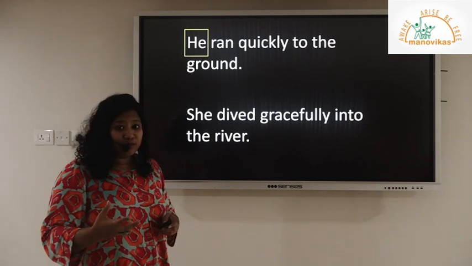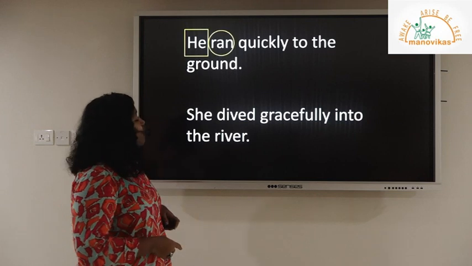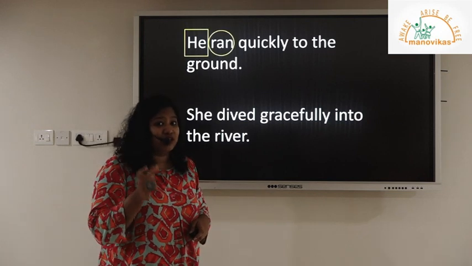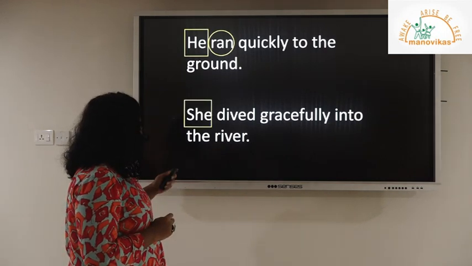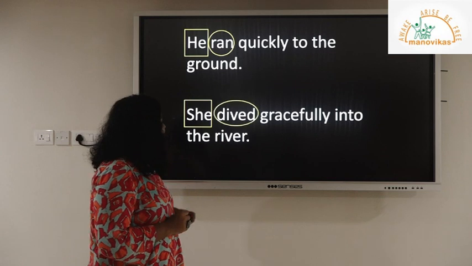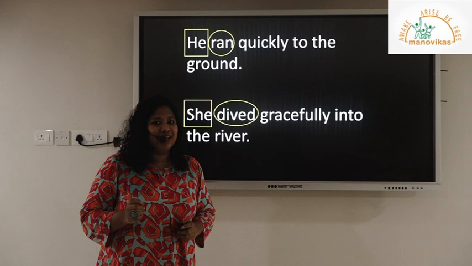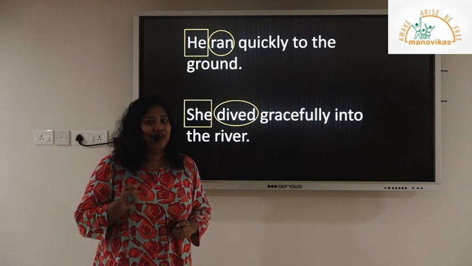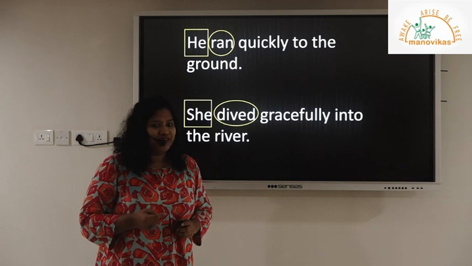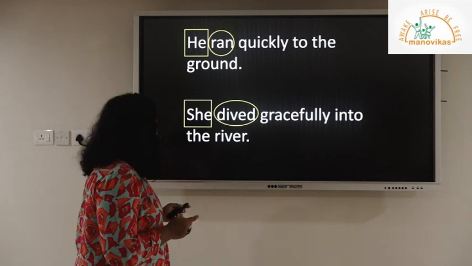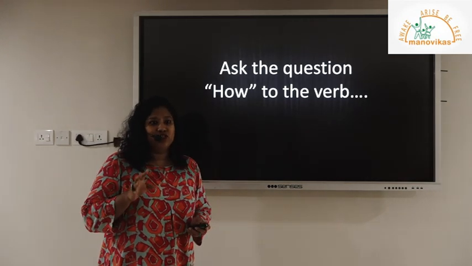He is my subject. I know a finite verb follows the subject, so ran. I can also change the tense of the word ran. The other one, she is my subject and dived is my finite verb. If you have marked anything besides that, you are incorrect. And if you have marked certain words that I will show you now, you have actually marked the adverb. So, to find the adverb, you need to ask the question how.